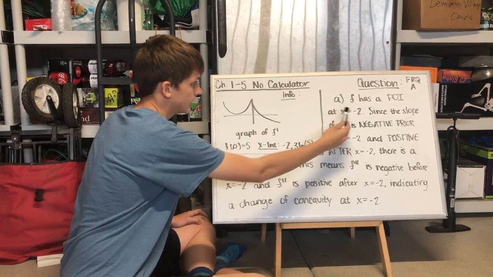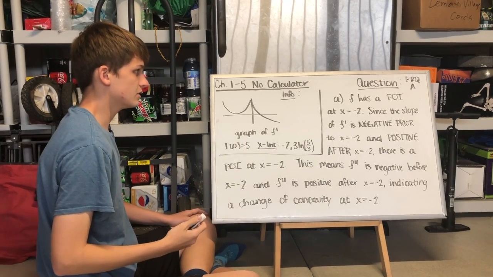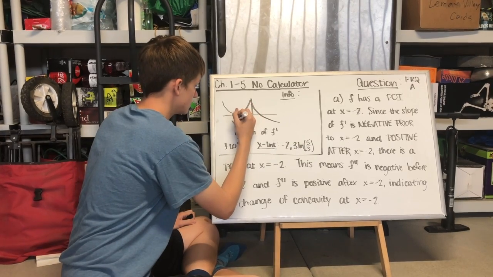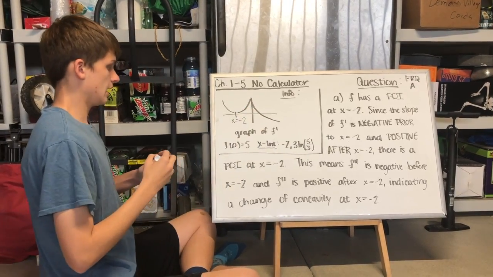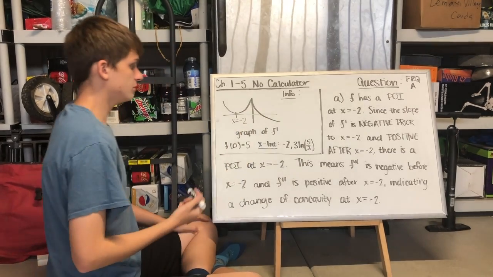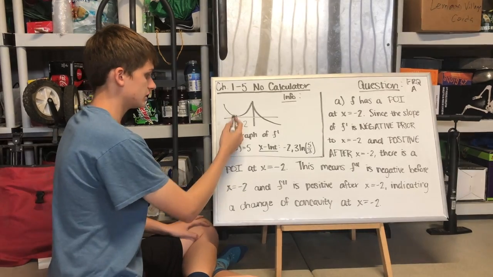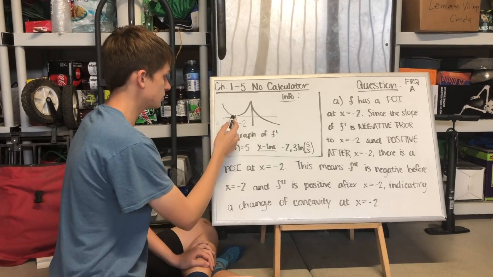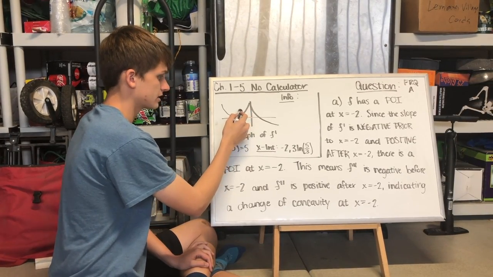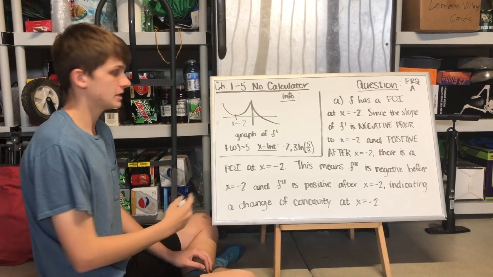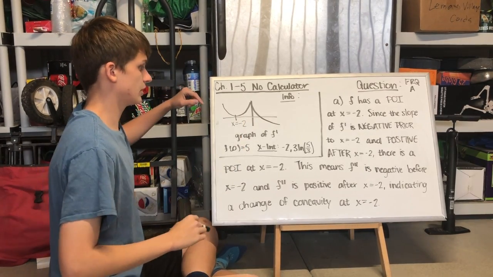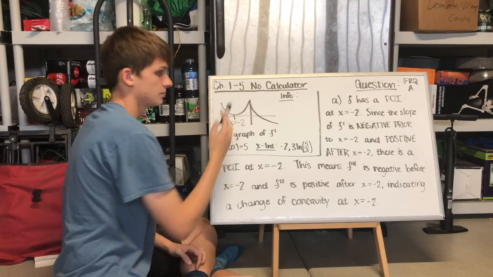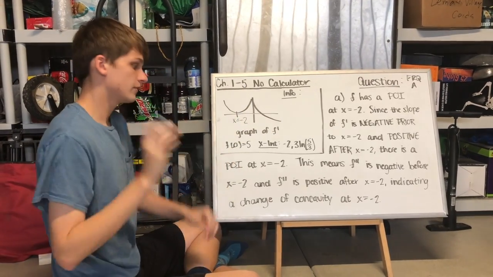So as stated over here, f has a point of inflection at x equals negative 2. Since the slope of f prime is negative prior to x equals negative 2, and it's positive after x equals negative 2, there is a point of inflection at x equals negative 2. So this means that f double prime is negative before x equals negative 2 and positive after x equals negative 2, indicating a change in concavity at x equals negative 2, because when f double prime is negative, the function is concave down, and when it's positive, it's concave up, meaning that concavities will flip, and we have a point of inflection.